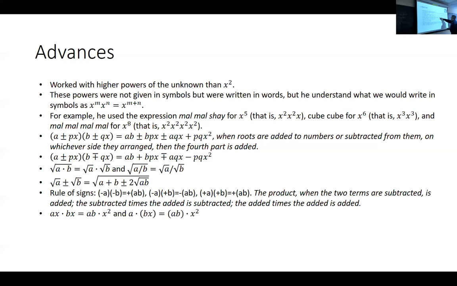But he would say things like, when roots are added to numbers or subtracted from them, on whichever side they are arranged, then the fourth part is added. So the only thing there is he's talking about the rule of signs, that when you've got plus x times qx, that's the fourth part, is this thing here. So if this is a plus and a plus, or if this is a minus and a minus, this is a plus. He thought the rest of it was so obvious he didn't even need to state it. But it's interesting, you know, he proves all these kinds of things. These are all things to do with the distributive rule.